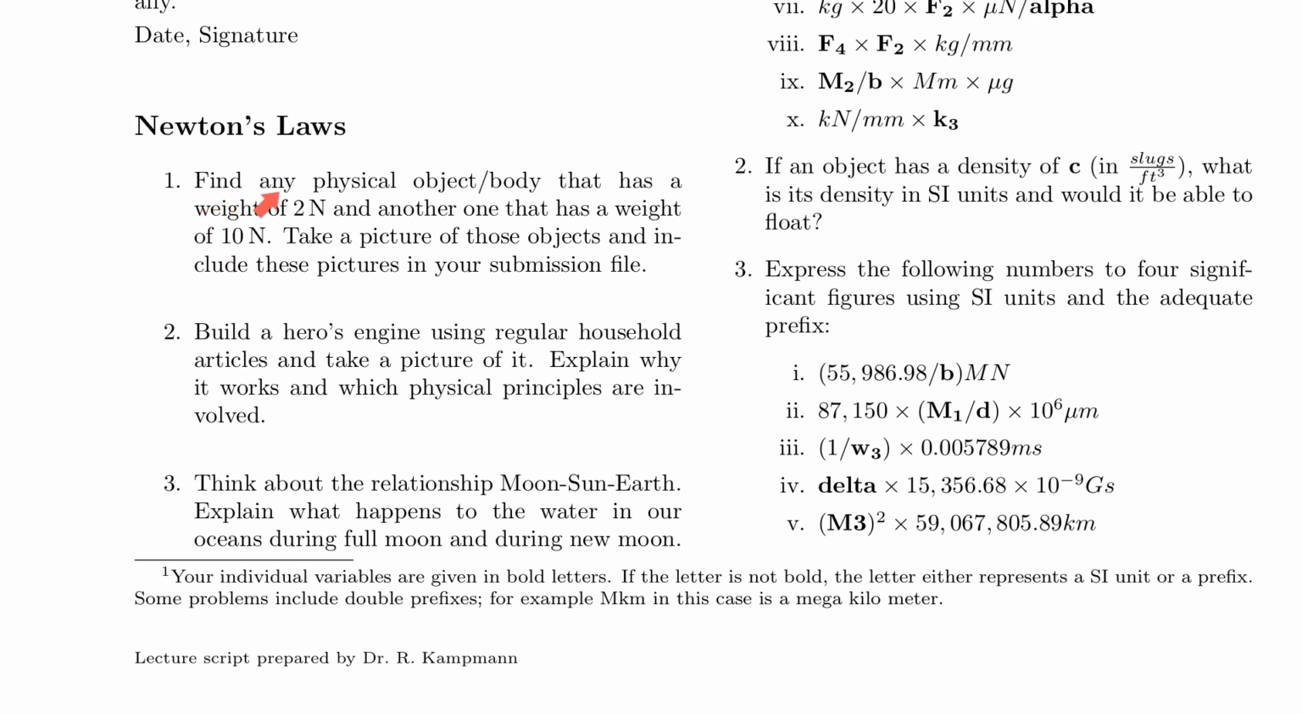So for example, here you have to find an object of a body that has a weight of 2 Newton and another one that has a weight of 10 Newtons. Often the students are confused what they should do with that. So just take a picture of the object with your cell phone, and then usually you print it if we meet in class, but you just attach it to your PDF file if you submit it electronically.